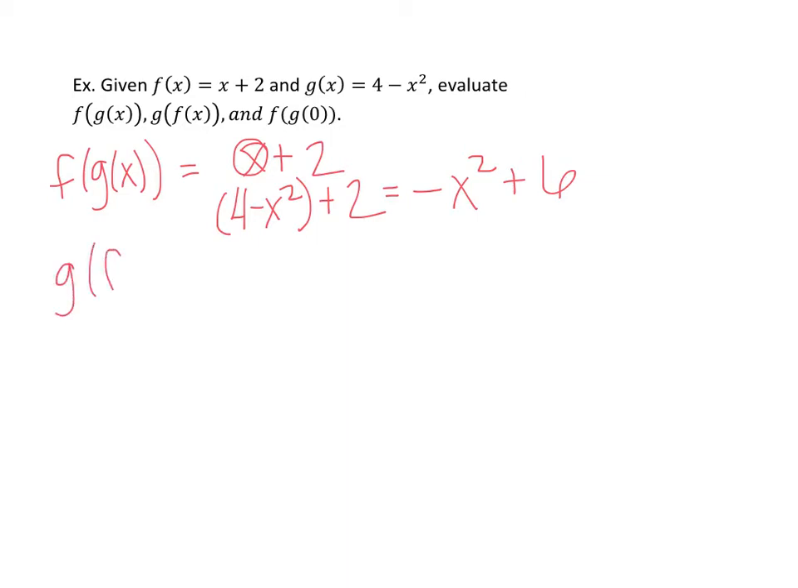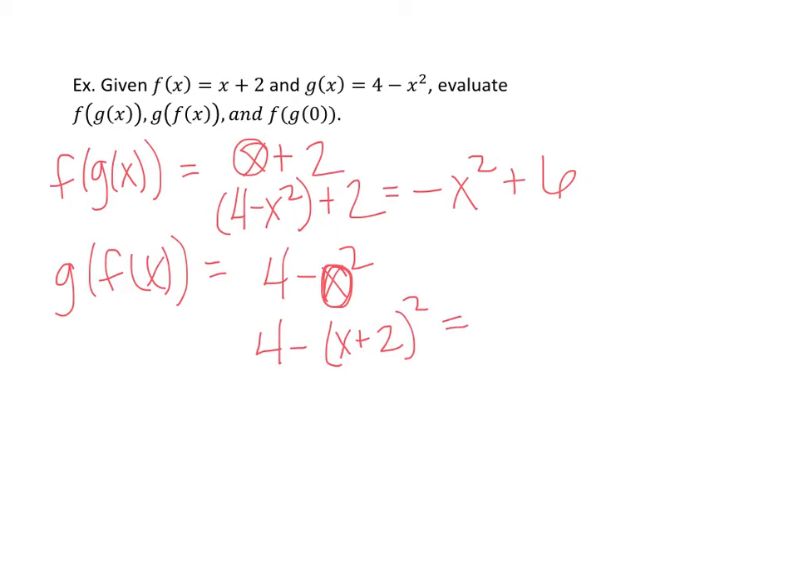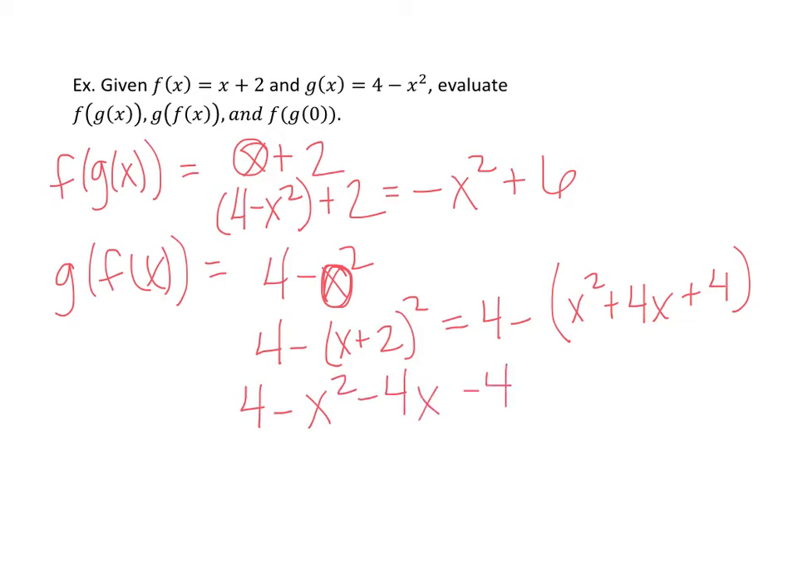Okay, going the other way. G of f of x. I'm going to start with g, 4 minus x squared. I'm replacing the x. 4 minus parentheses, x plus 2 squared. Now that's going to take x plus 2 times x plus 2, so 4 minus x squared plus 4x plus 4. That's going to become 4 minus x squared minus 4x minus 4 gives me negative x squared minus 4x, and the 4's cancel out.